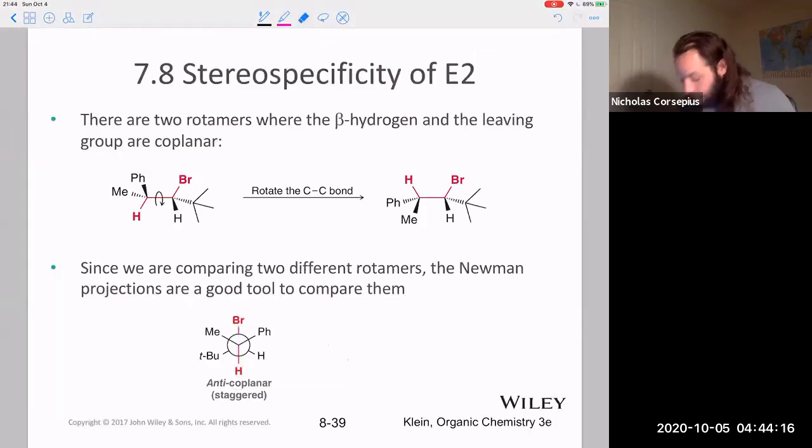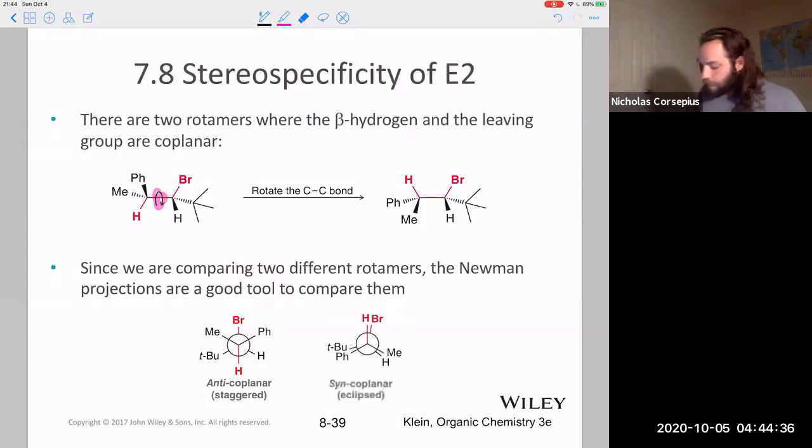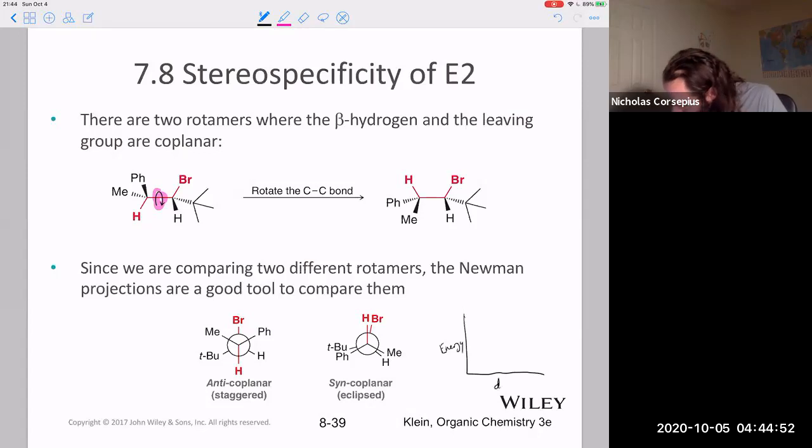There are 2 possibilities of how these could be coplanar. One is they could be in this staggered conformation, but I could also rotate about this carbon-carbon bond right here and put these in the same plane as is illustrated here. Well, what's the problem with this? Again, if we go to our Newman projection, this is this eclipsed conformation. And we know that the eclipsed conformations are way less stable than these staggered conformations. If we remember, we had these rotational, so this is energy, and this is dihedral.